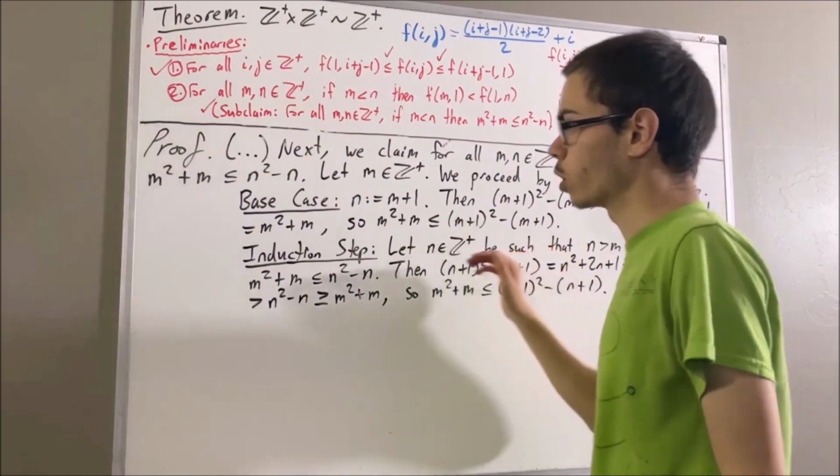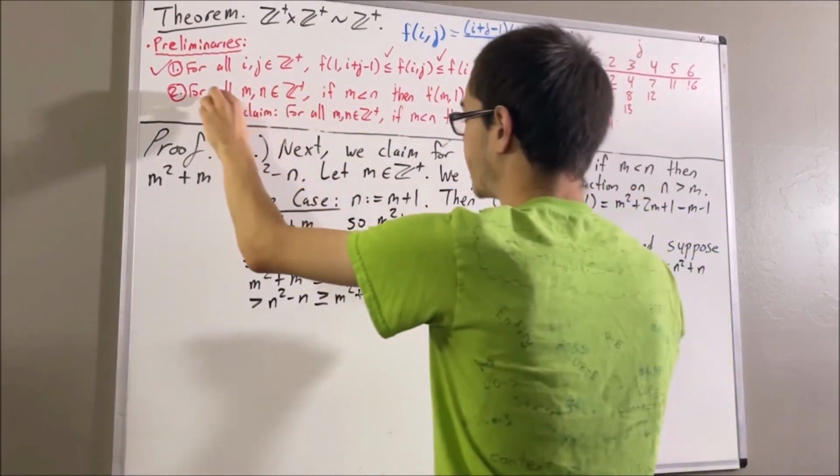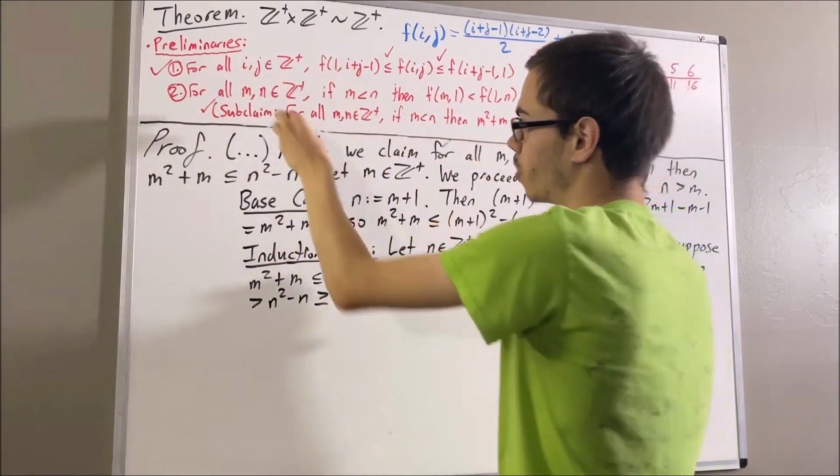And now, we're going to prove the second preliminary result. And we're trying to prove a statement about every two positive integers, so give me any two positive integers. I'll call them m and n.